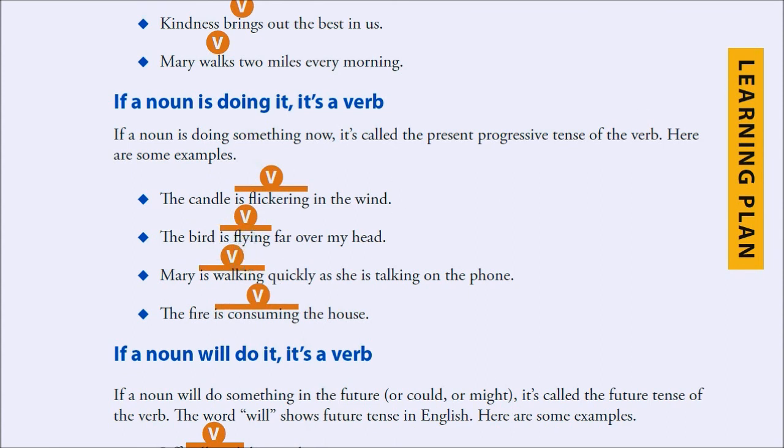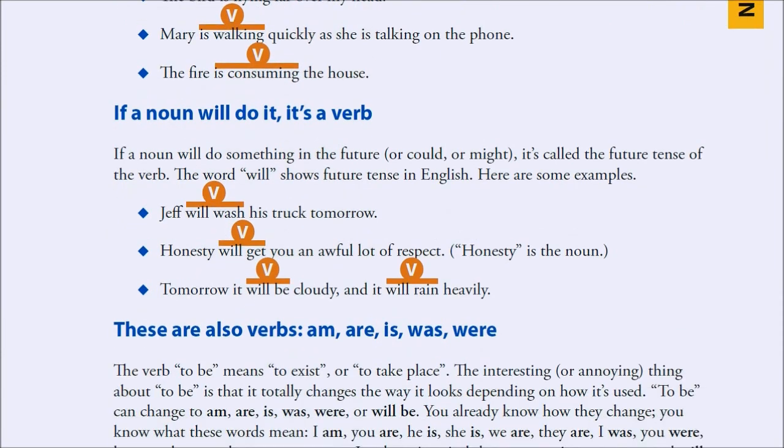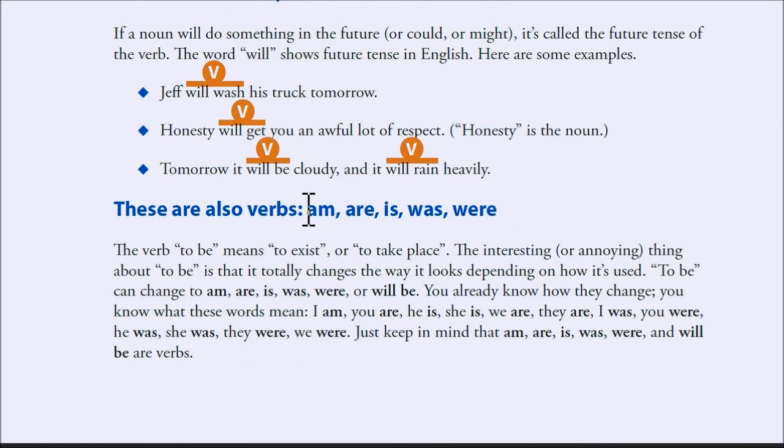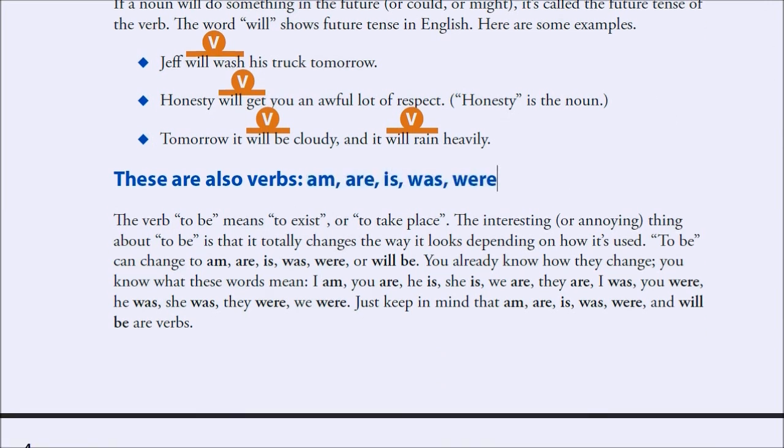And if a noun will do it, it's a verb. This is talking about in the future. Jeff will wash. Honesty will get. Tomorrow it will be cloudy. Those are verbs. Also, and again, like I said, these are verbs. Right here, very important. So just make sure that you understand that those are verbs also.